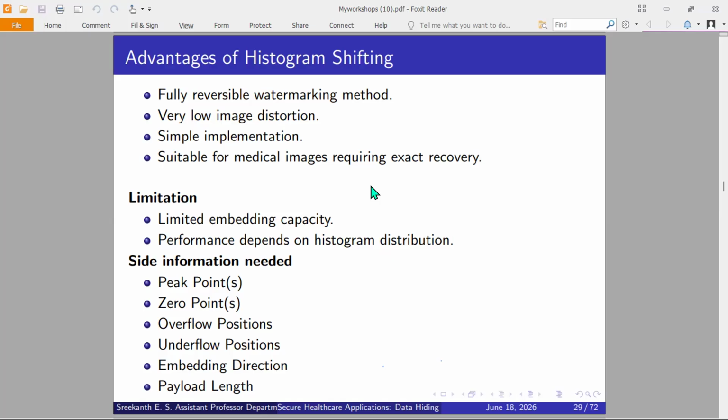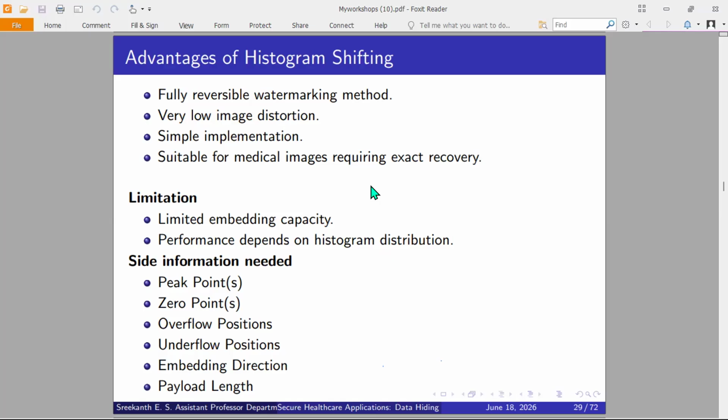Okay, now the side information. What is the side information we need to share with the receiver? There is no magic in reversible data embedding. We have to clearly indicate the side information. Okay, one is peak point and zero point. Then the overflow question. What is overflow?